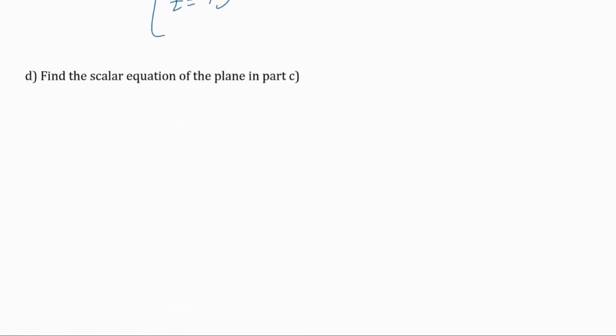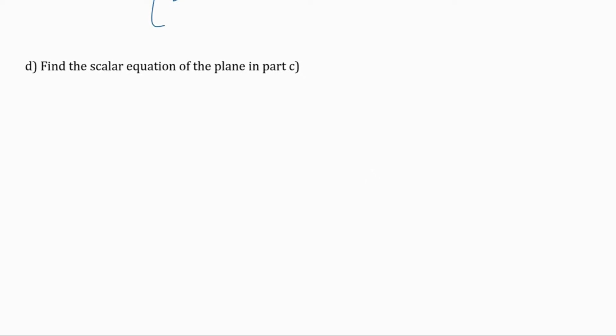All right, find the scalar equation of the plane in part C. This is different. How do I do this? Well, how do we do a scalar equation? Ax plus by plus cz plus d equals 0, where the normal vector is a, b, c. So, as I've said, this is a big deal. This is important. What is true of a normal vector? It is perpendicular to the plane.